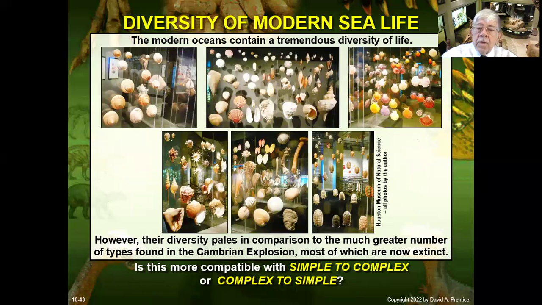Look at the kinds of things that you find in the world today. These are sea creatures. This pales in comparison to what you find in the Cambrian and the Precambrian, especially the Cambrian explosion. Most of these are now extinct. That means at the very beginning, there was an incredible diversity of life. Is that more compatible with simple to complex, as evolution says, or complex to simple, as creation says?